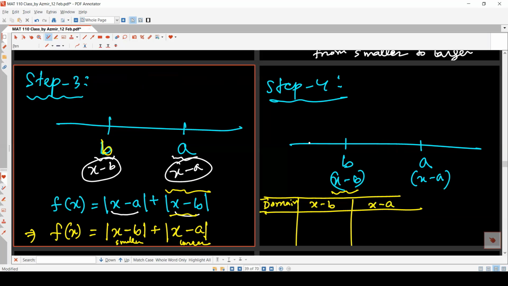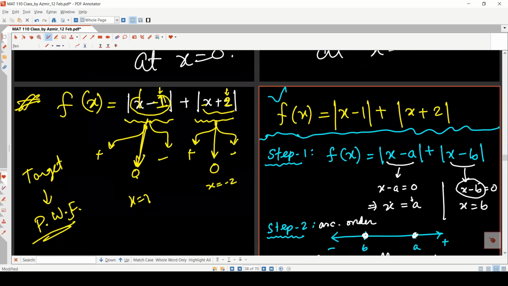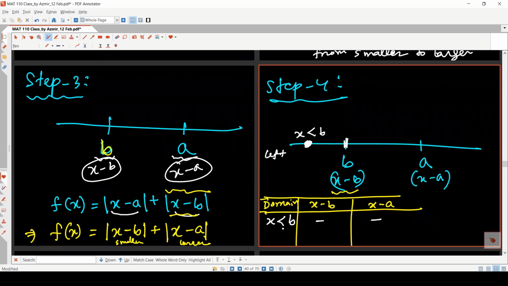At first, always we will consider a number that is on the left side of b. So what will be the mathematical notation for this? It will be x less than b. This number is smaller than b. So obviously x minus b will be minus, x minus a will be minus. For now, please try to write down. We will try to understand this concept whenever we will solve this function. So for now, please try to understand. At first, we will have minus and minus.